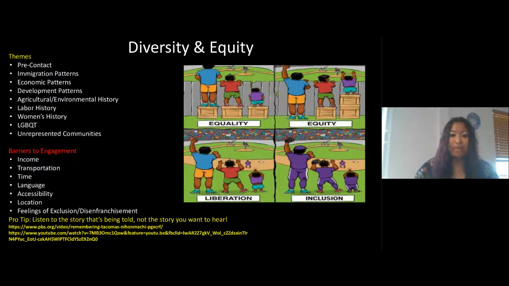And so I have here a graphic: equality, providing everybody the same thing. That does not serve the community, because every community needs different things. Equity is providing everybody with what they need to reach the same goal, right? So every community is not going to be treated the same way. Liberation, removing barriers to participation, and I'll talk about that in a little bit. And then inclusion is where they actually participate, and that's where we want to get to.